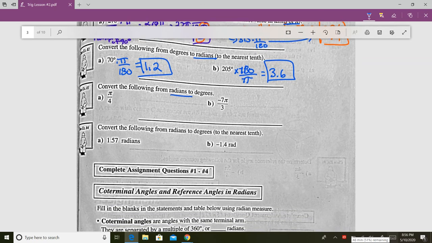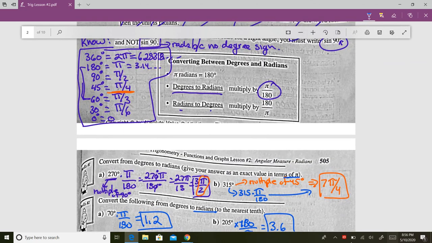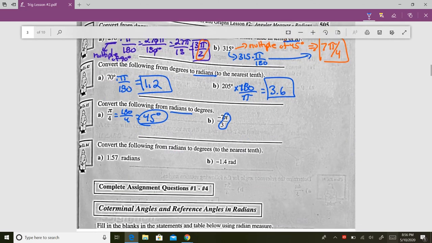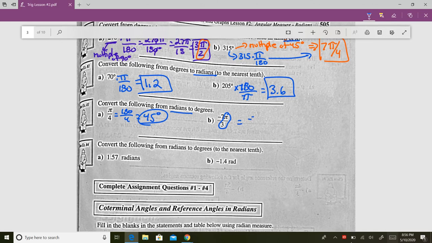Okay, now we're going the other way. Go from radians to degrees. Pi over 4. You should have memorized it, but if you didn't, pi is 180. 180 divided by 4 is 45 degrees. 7 pi over 3. Pi over 3 is 60 degrees. We have 7 of them, so it's negative 7 times 60 degrees, which is negative 420 degrees.